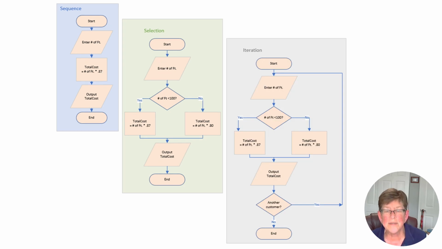Now the scenario changes again to reflect the fact that we may have more than one customer requesting an estimate. To model that, we'll use iteration. Take a look at the third flowchart. It's the same as the second until after the total cost output. Then a decision element. Is there another customer? If not, the process ends. If there is, then the process goes back up to the input where the next customer will input the number of feet needed. This process, this loop, is continued until the answer to is there another customer is no.